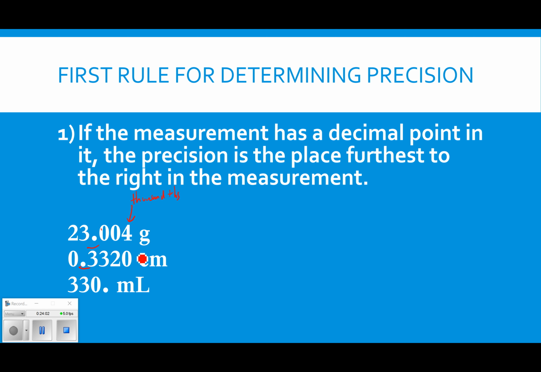Next one, we have a decimal. Precision is going to be in the tenths, hundredths, thousandths, ten-thousandths place. And again, we have a decimal, so precision is going to be farthest to the right. This would be the ones place.